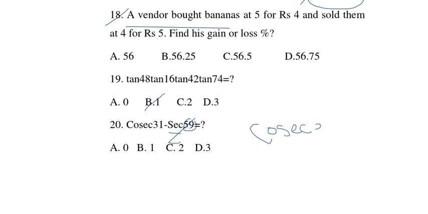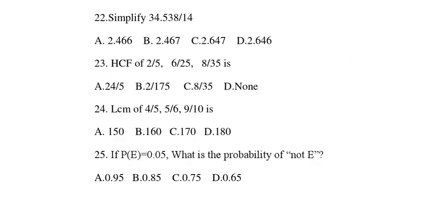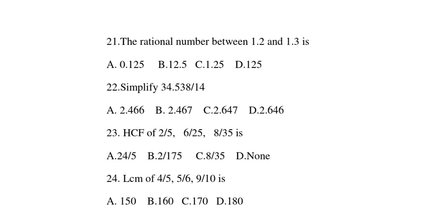The next one. This question is common for the 3 classes. What is the rational number between 1.2 and 1.3? Rational in between of what? Just add these two numbers and divide by 2, the average of these numbers you will get. 1.25 is the correct answer.